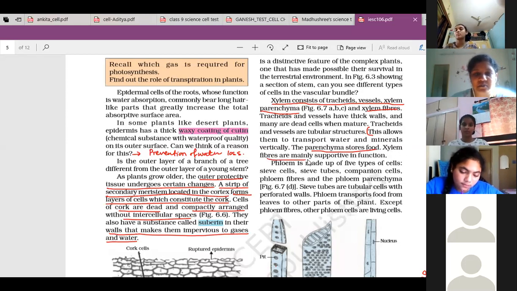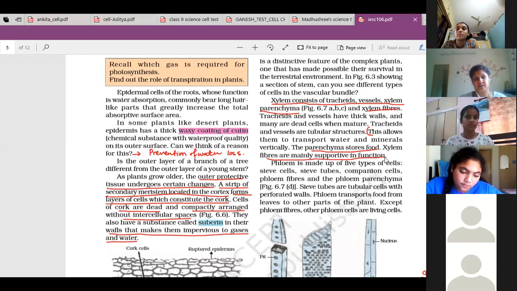Fibers are mainly supportive in function. They provide protection and support. They have to stand still, stand erect. So a protective layer is needed, a supportive layer is needed over these vessels. For that, the fibers help in that function. Okay. Already sir has taught you all this. He has shown you a proper diagram also.